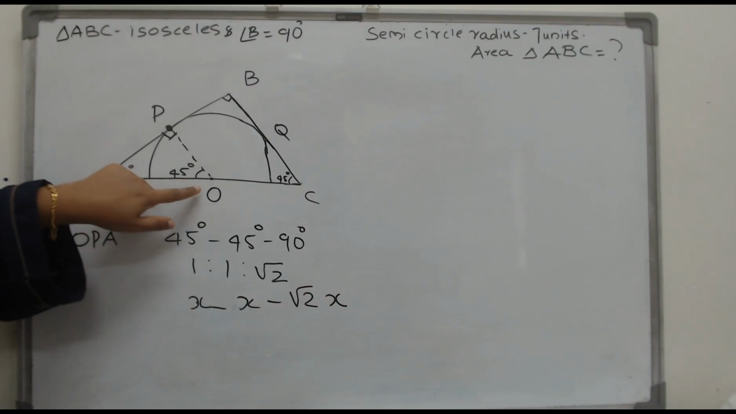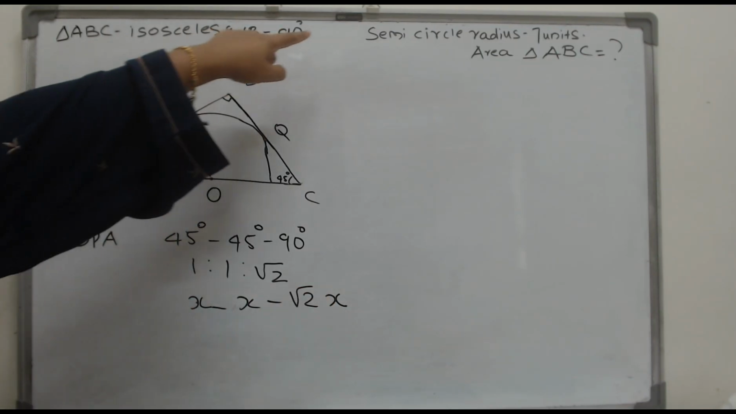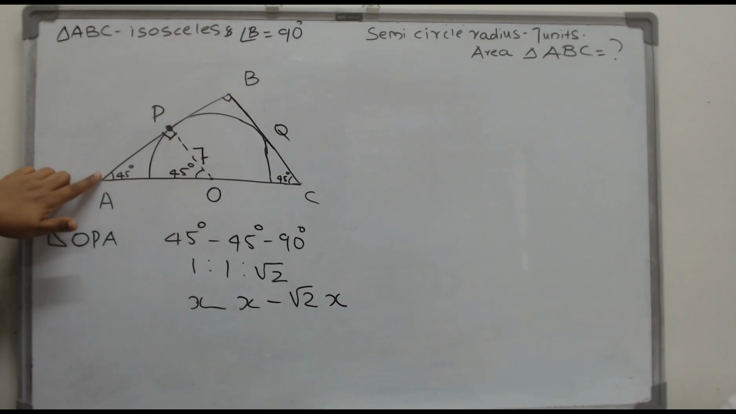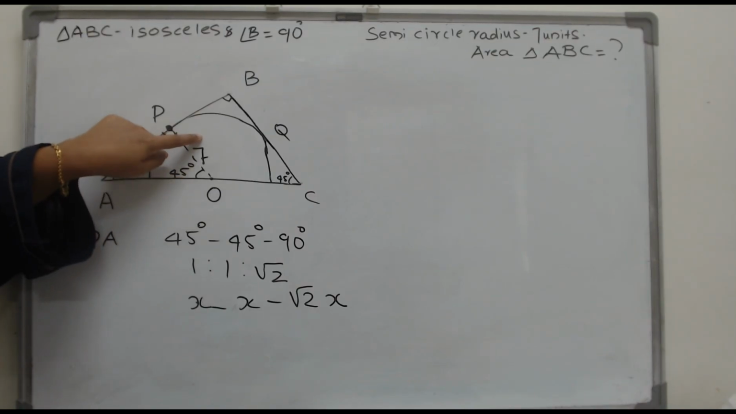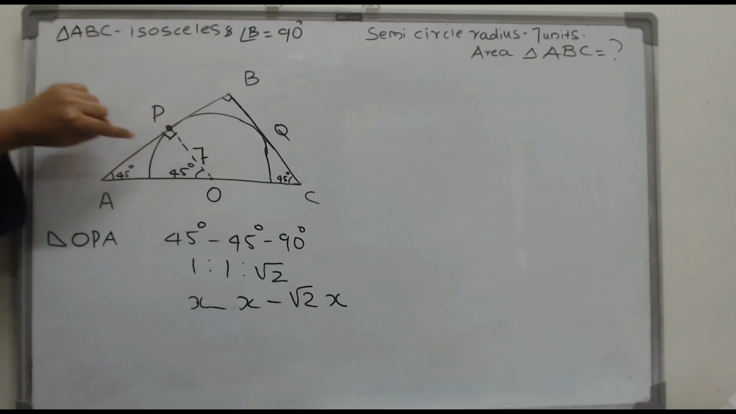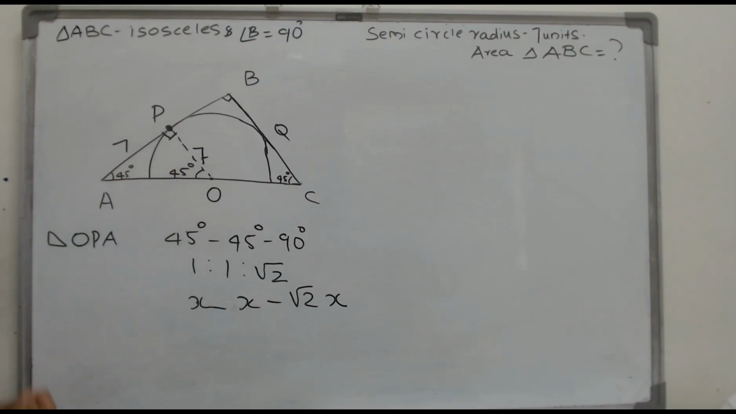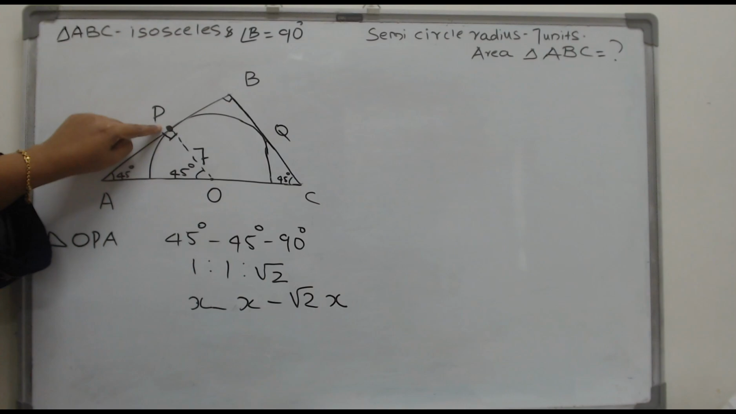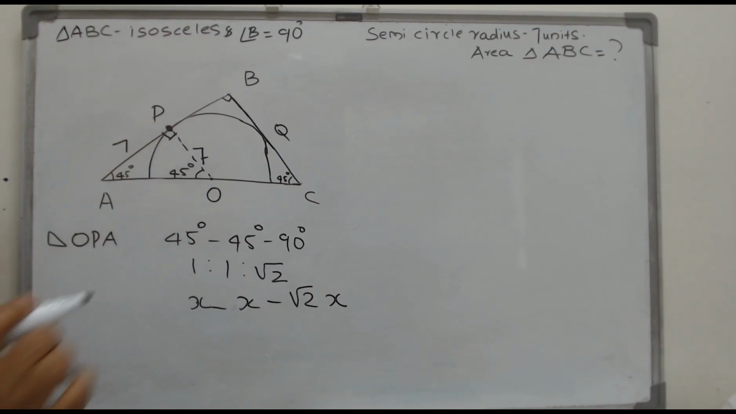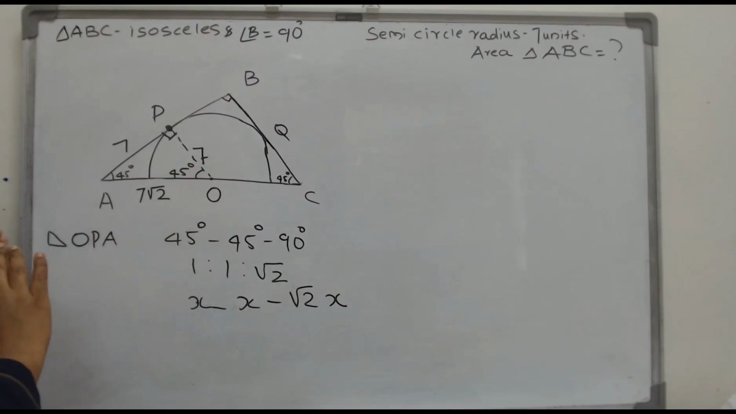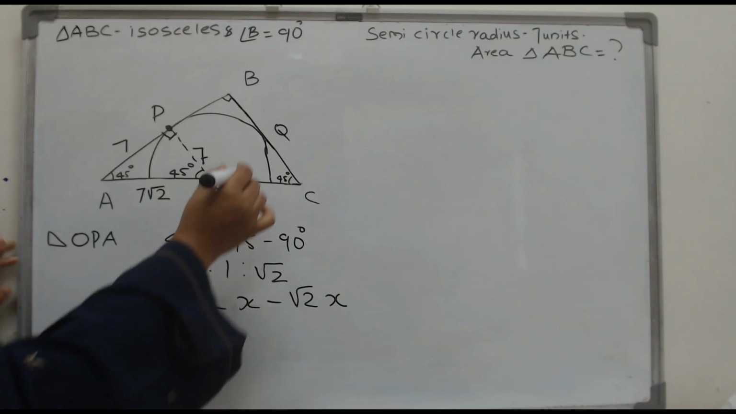Now what do you have? OP, the radius of the semicircle, is 7 units. That means the side opposite to one of the 45 degrees is 7. Then the side opposite to the other 45 degrees is also going to be 7. That means the side opposite to the 90 degrees, or in other words, our hypotenuse is going to be 7 root 2.